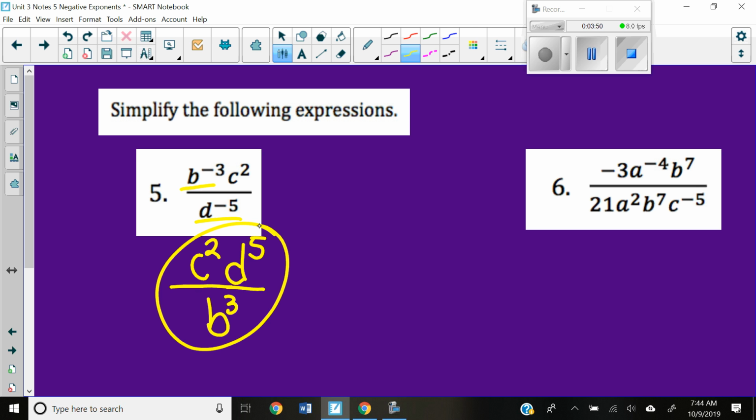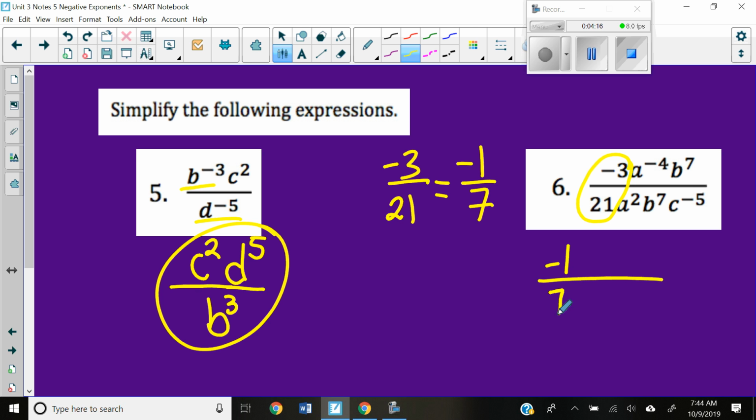All right, so 6 adds in some coefficients. 6 adds in our negative 3 and our 21. Notice, negative 3 is a negative coefficient. It doesn't have a negative power, so don't move it. It's a common mistake. So if I gave you the fraction negative 3 over 21, you would want to reduce that. And that's going to reduce to negative 1 over 7. Okay, so I'm going to go back to my fraction, negative 1 over 7.